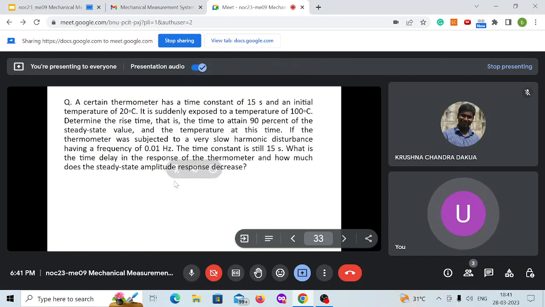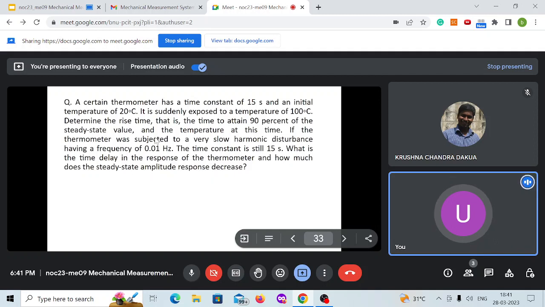I think the first part is fairly simple. You just have a first order system and a step input. We know that the amplitude ratio is e raised to minus t by tau, where tau is the time constant. You have to just substitute that 90 percent and get the time. Then substitute the time and find out the temperature. So that's a fairly easy problem.